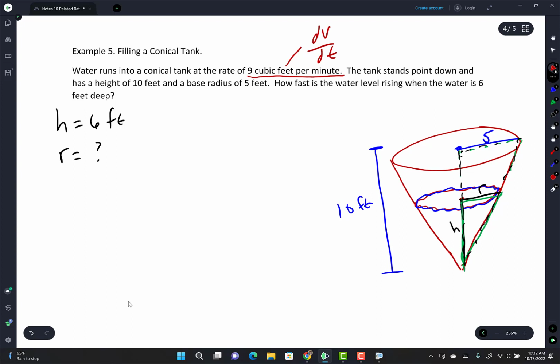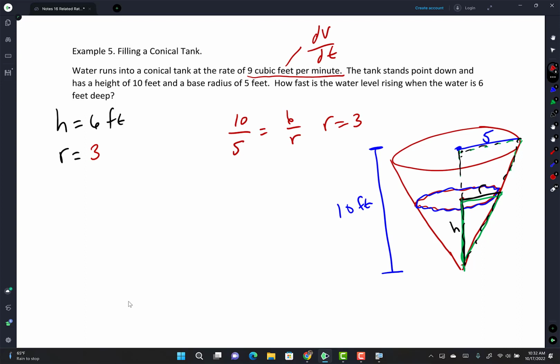So let's see. 10 over 5 is equal to 6 over r. So r has to be 3. r equals 3. Do you see how we got it, guys? You could also cross multiply and divide. All right. I think that's all we need.